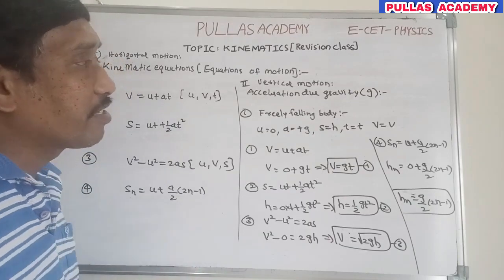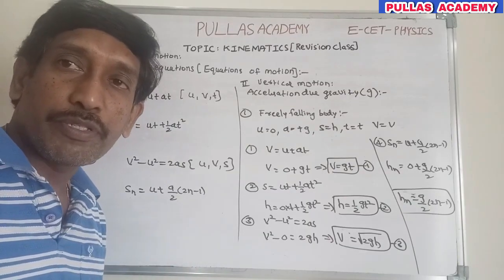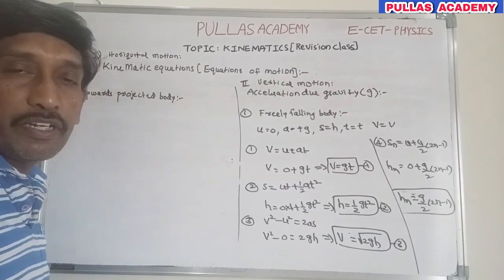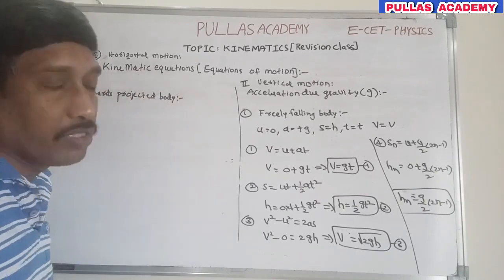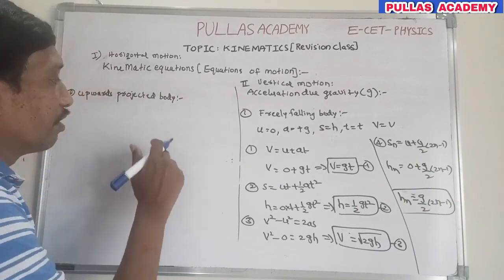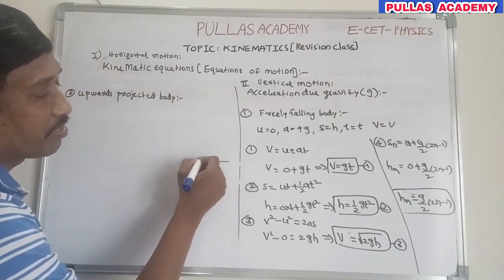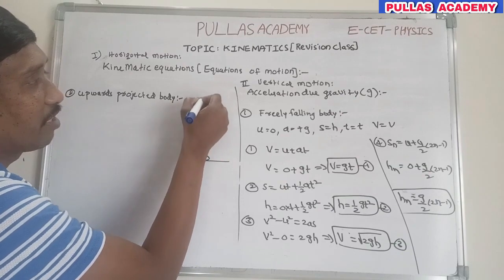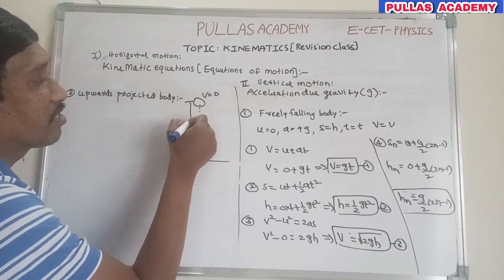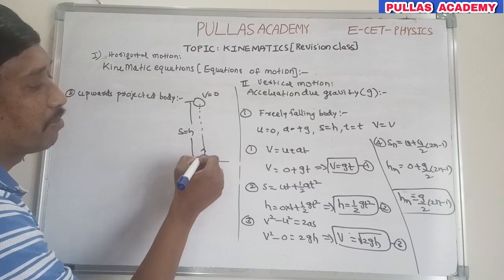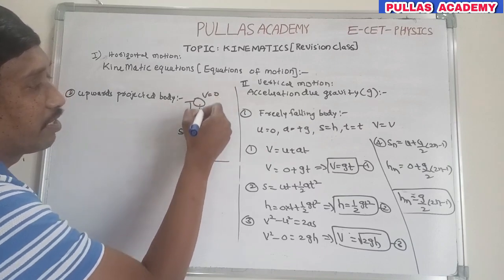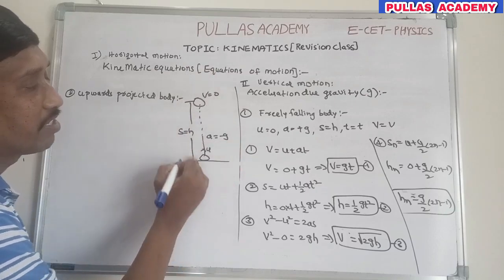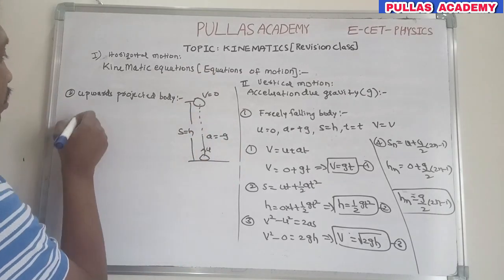Now we will discuss kinematic equations for a vertically upwards projected body. It is also along a vertical line, so this is vertical motion. When a body is projected vertically upwards from the ground, it moves along a straight vertical line and its velocity becomes 0. The displacement s is hm, the initial velocity is u, and while moving upwards the velocity decreases, so the acceleration is −g. These are the values for an upwards projected body.